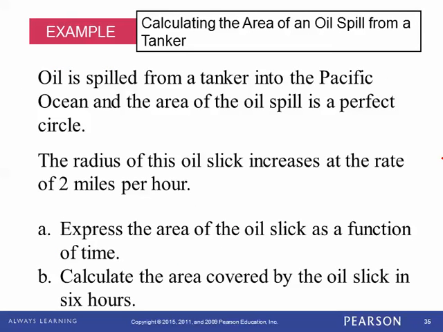When do they work? How do they work here? So oil is spilled from a tanker in the Pacific Ocean. The area of the oil spill is a perfect circle. The radius of the oil slick increases at a rate of 2 miles per hour. As they see it on the satellite image, they can tell this is getting bigger and bigger. First of all, express the area of the oil slick as a function of time.